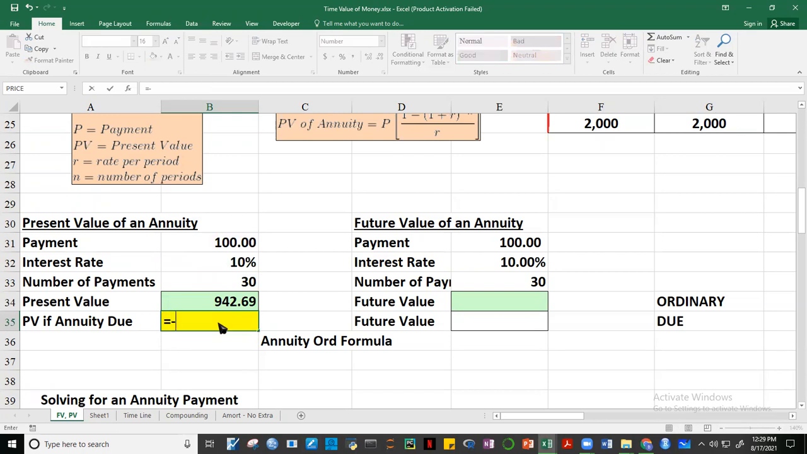Then when it's due, negative PV, rate is 10%, comma, NPER is 30, comma, PMT is 100, comma, no future value, and the type is 1. Here is where we differ. So this is annuity due.